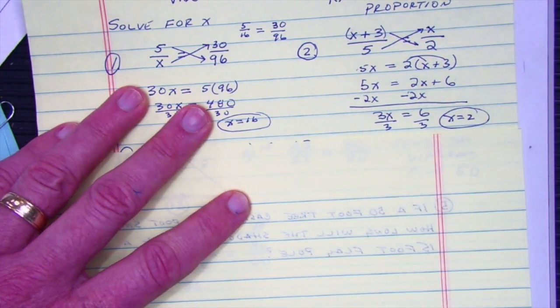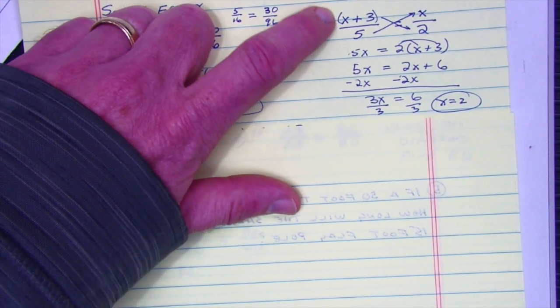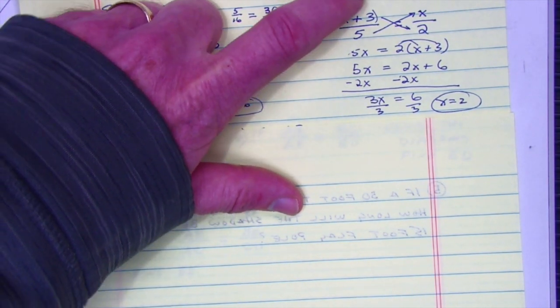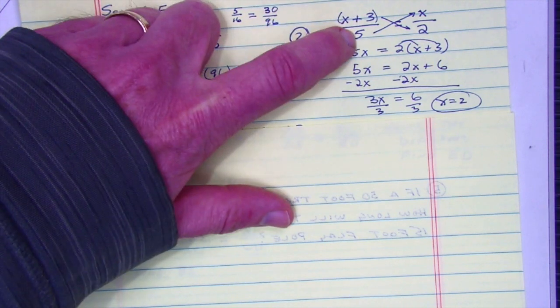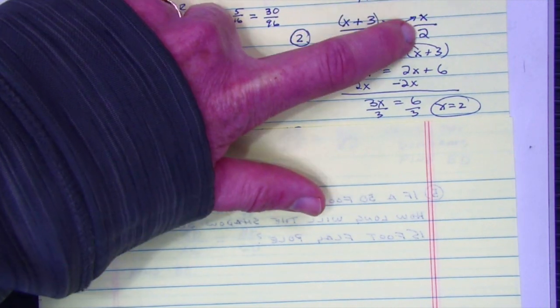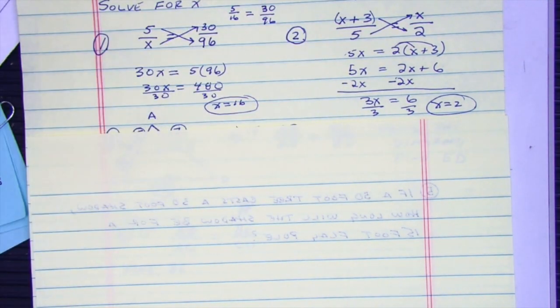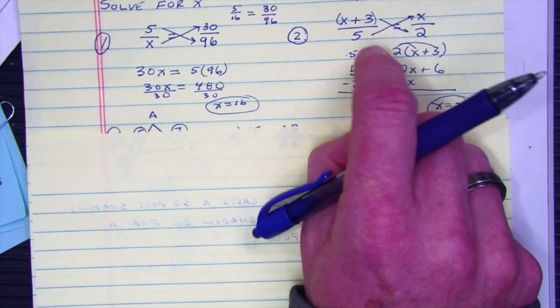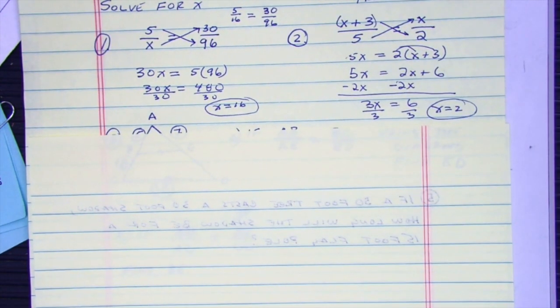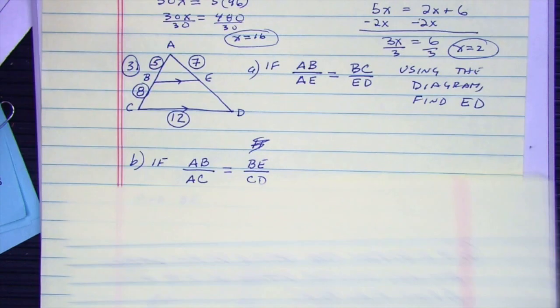Okay? So really what that's saying, okay, if I plug it back in, I get what? 2 plus 3 is 5, divided by 5 is 1. Here I get 2 over 2 is in fact 1. So the ratios are still in proportion. Okay? All right. So let's look at the next two.